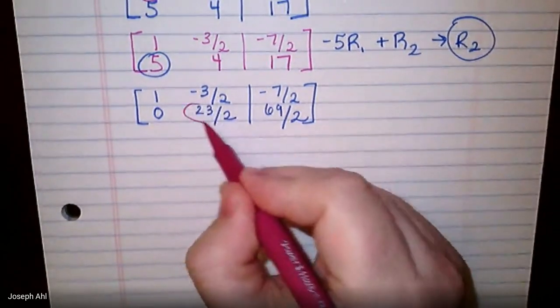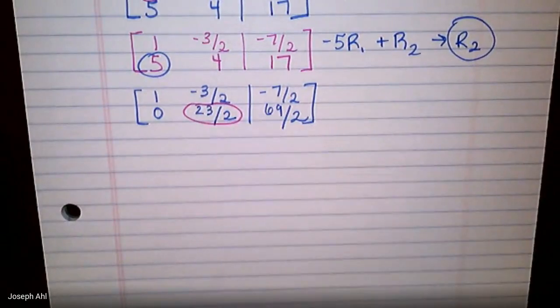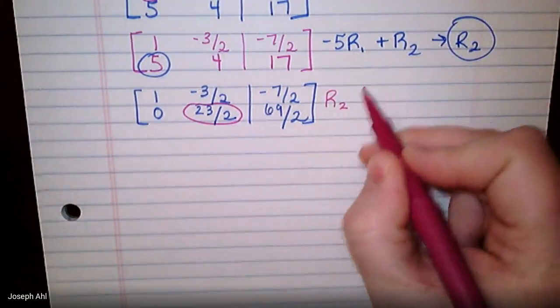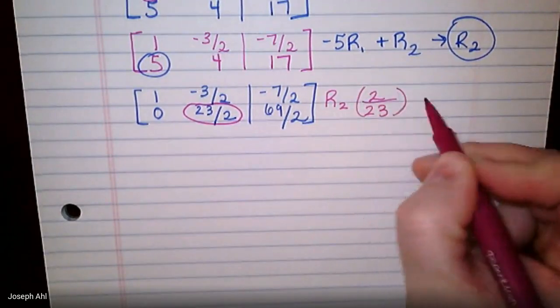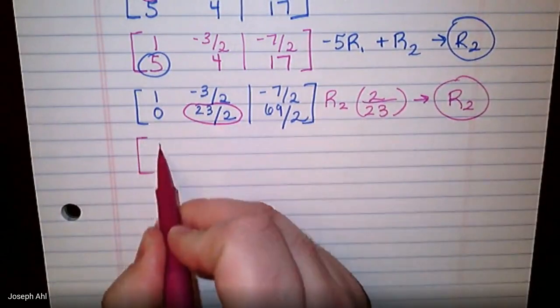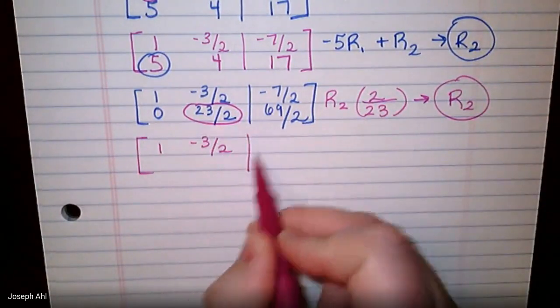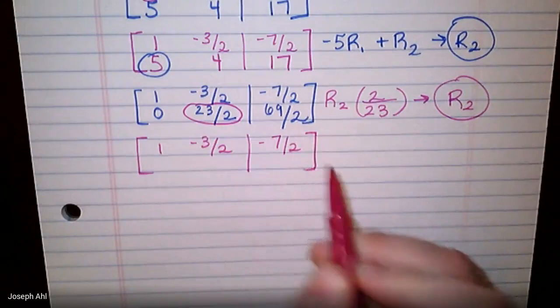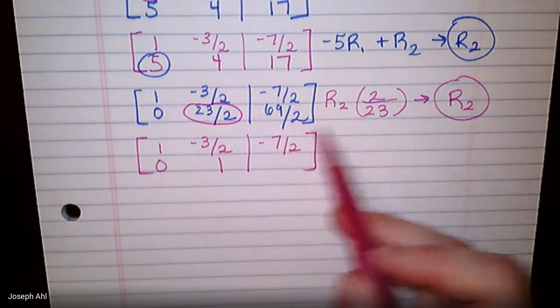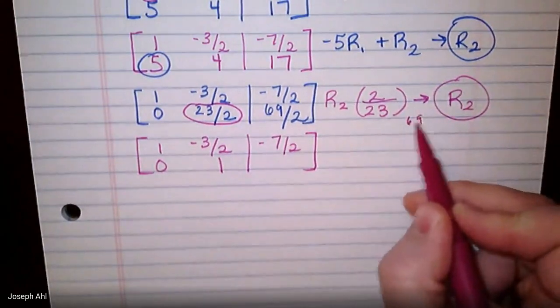Next step, we're going to multiply by everybody's favorite number to get that to be a 1. If I don't want that to be 23/2, I'm going to take row 2 and multiply by 2/23. That's going to be the new row 2. Row 1 doesn't change. Row 2 is now 0, 1. All right, 69 halves times 2/23.